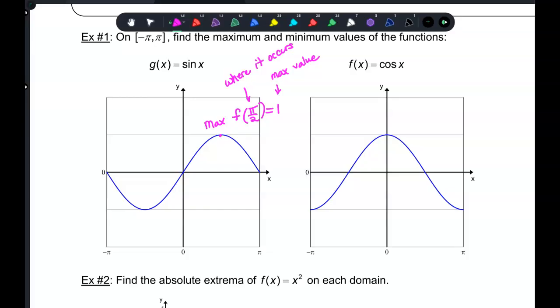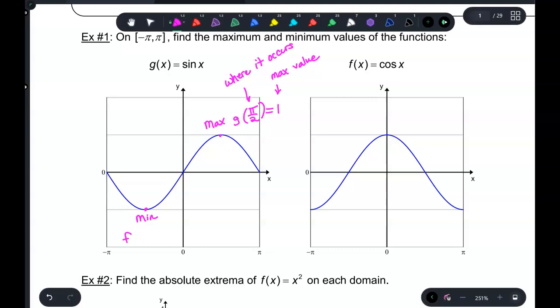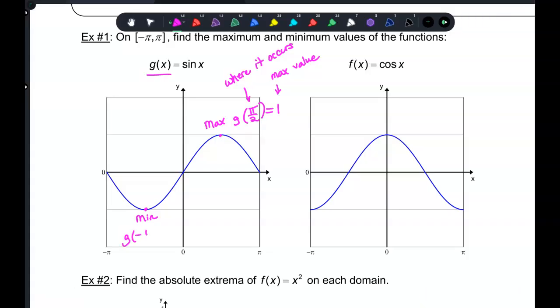Okay, so here's the absolute maximum. And the absolute minimum will be down here. Oh, I wrote F. This is supposed to be G. Sorry about that. This is G of X. So the minimum will be G of negative pi over 2 equals negative 1. Okay, this one is F of X, so cosine of X, we have an absolute maximum at 0, and that has a value of 1.